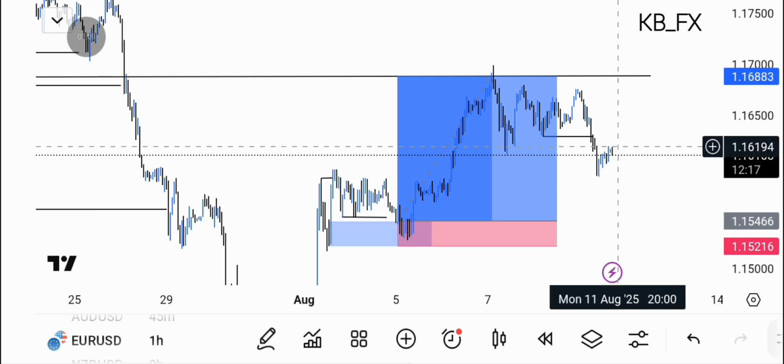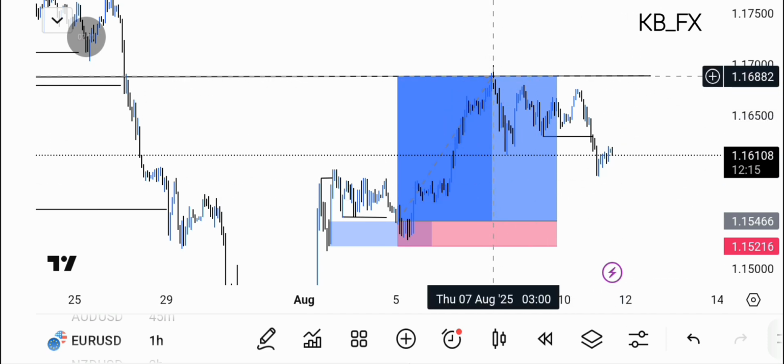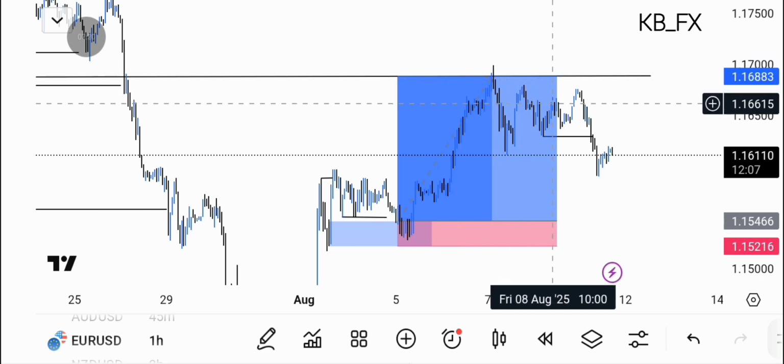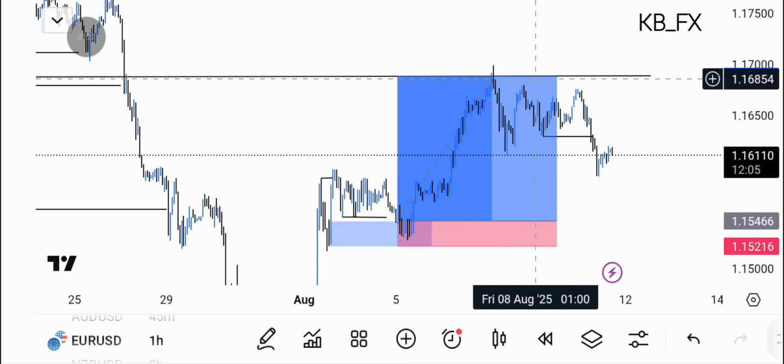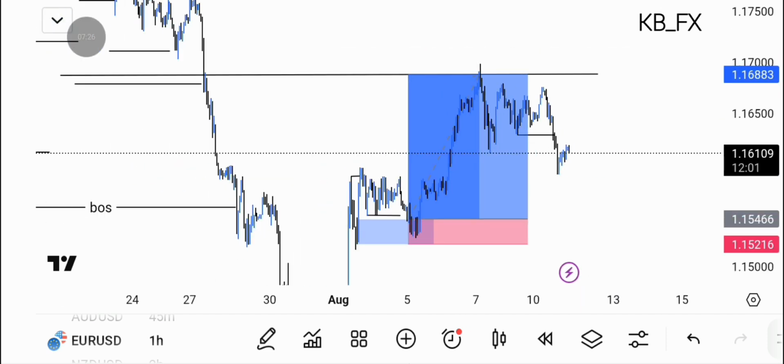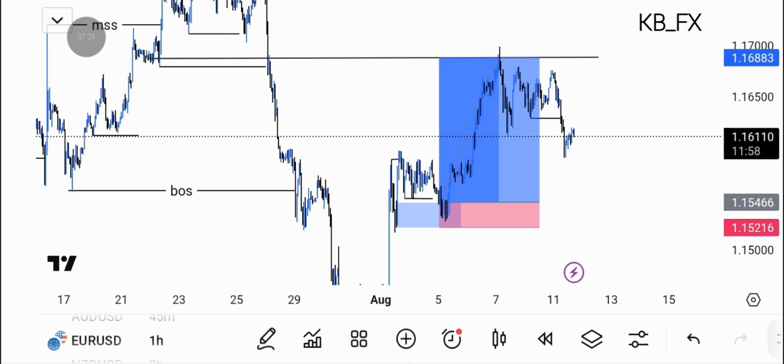You can clearly see after the market got here, after the market went here, the market took the high, then the market started rejecting. You can clearly see the position here. So that's how I called the setup on EURUSD last week.